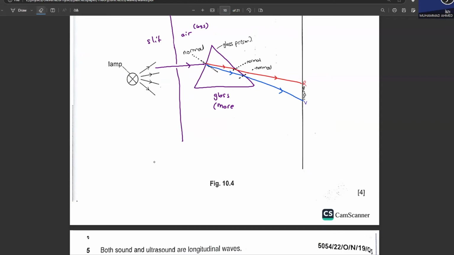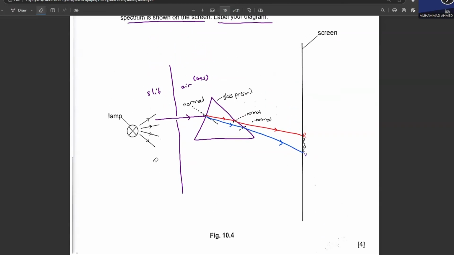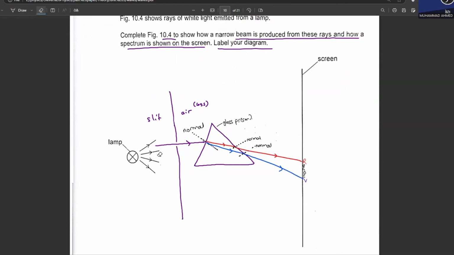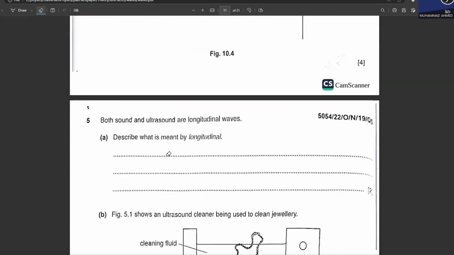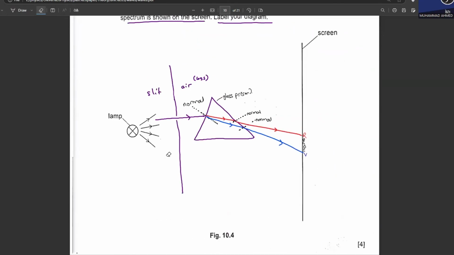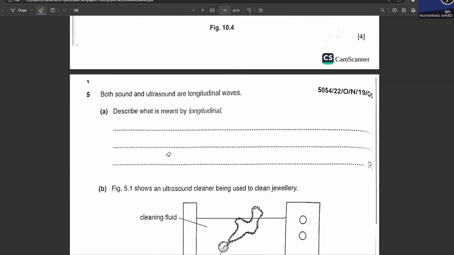If you draw it with a scale, it will be much cleaner, much more suitable. And I have drawn a similar diagram in the notes as well, so you can check that out. Let's move on to the next question.